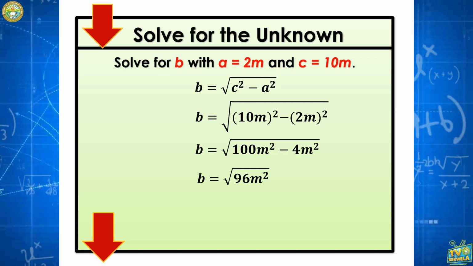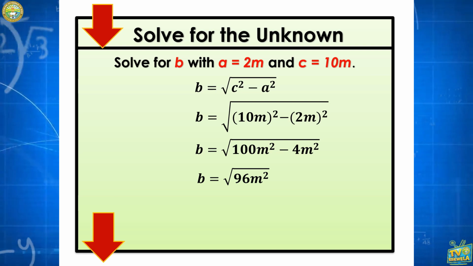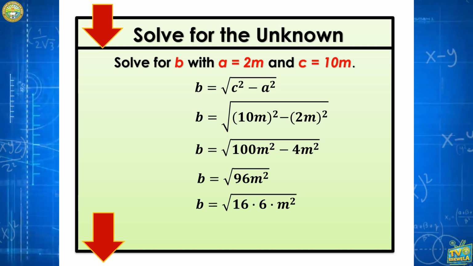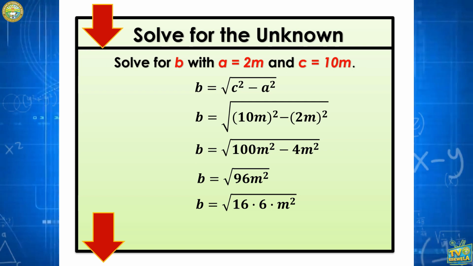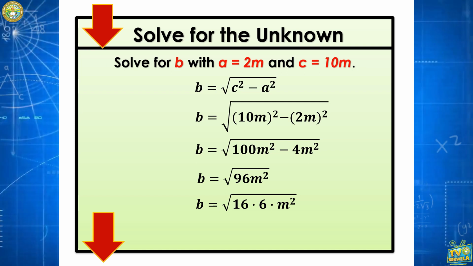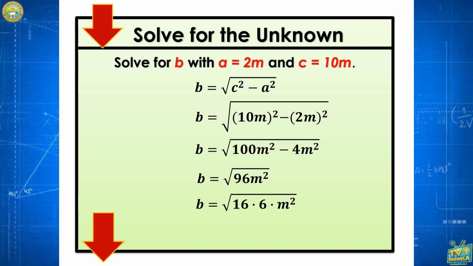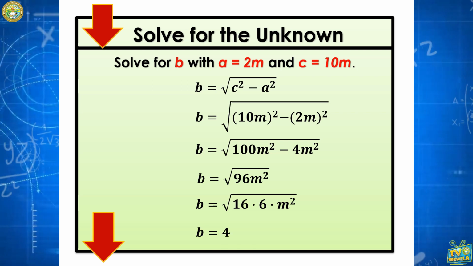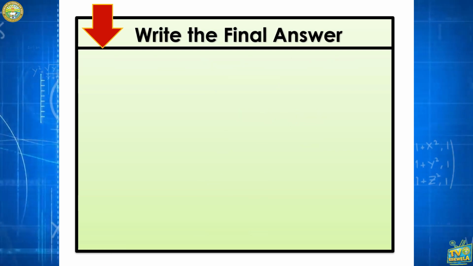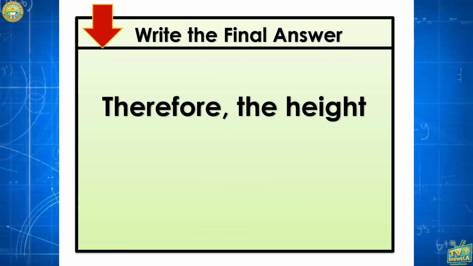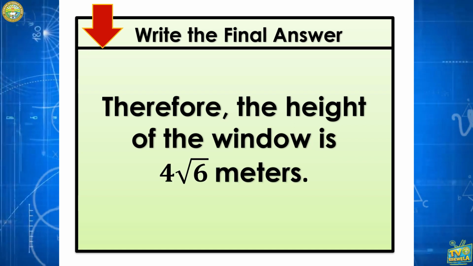Factor the radicand to simplify a perfect square factor. That will be B equals square root of 16 times 6 times meter squared. Simplify by getting the square root. So, B equals 4 square root of 6 meters. Therefore, the height of the window is 4 square root of 6 meters.